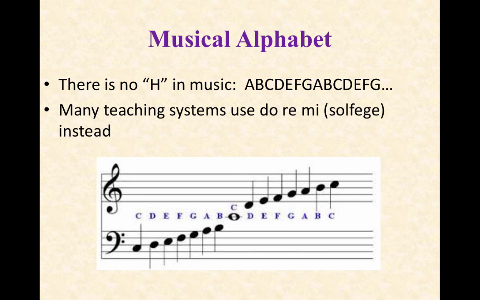So all of the notes that you look at on the 88 keys of the piano are some kind of A, B, C, D, E, F, and or G.